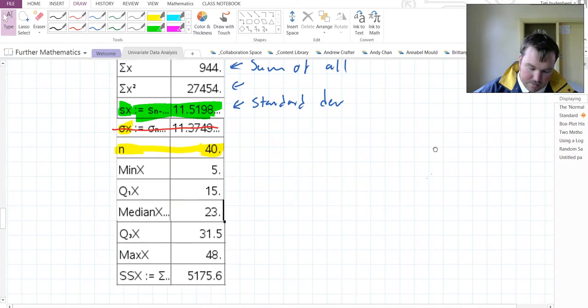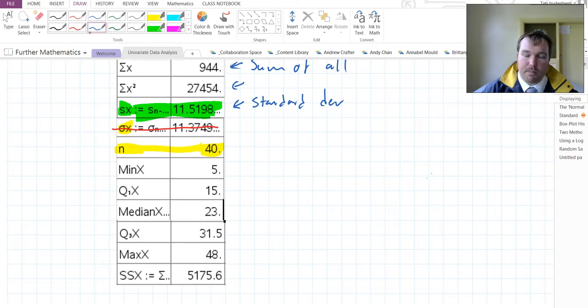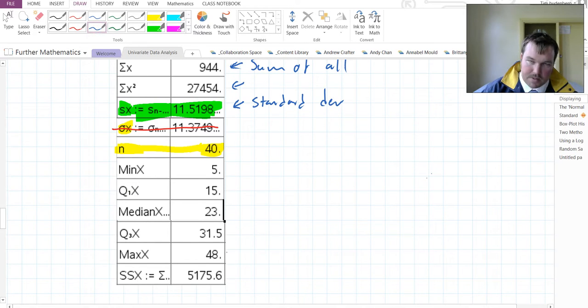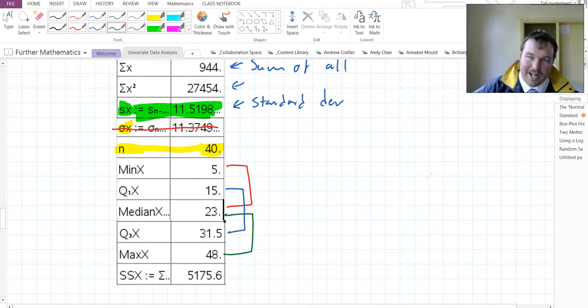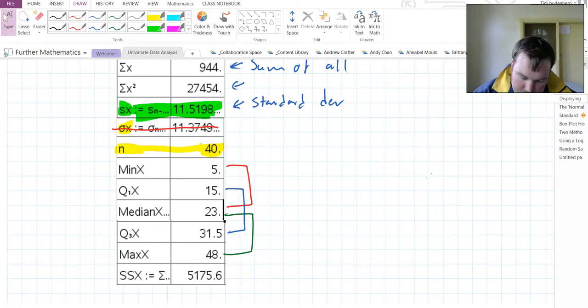N, 40, then comes your box plot information. Min, lower quartile, median, upper quartile, maximum. And you should know, for example, that 50% of the data falls between these two numbers, and 50% of the data falls between these two numbers, and 50% of the data falls between these two numbers, because they each cut them up into quarters. This is the sum of squared. Don't worry about that.